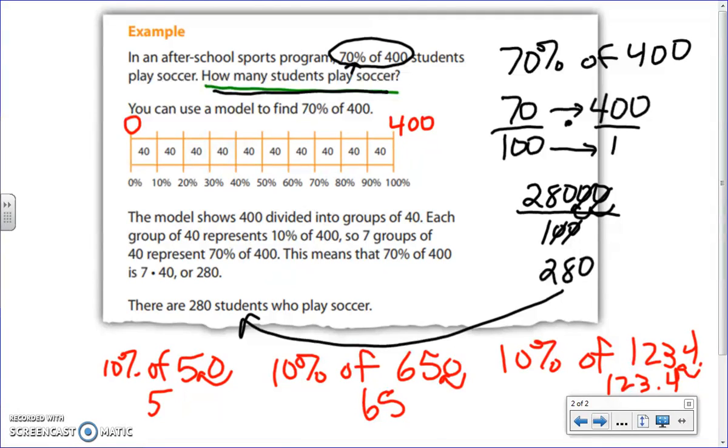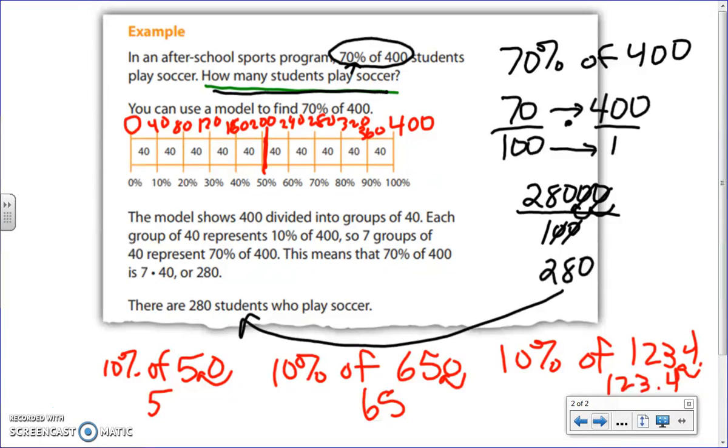So in this case, they knew that, okay, 10% of 400 would be 40. So each 10% has 40 inside of it. As we go along, 10% would be 40, 20% would be 2 tens, or 80, then 120, 160, 200, 240, 280, 320, 360, and then 400. So each percent that goes by is a sum of the other percents in front of it.